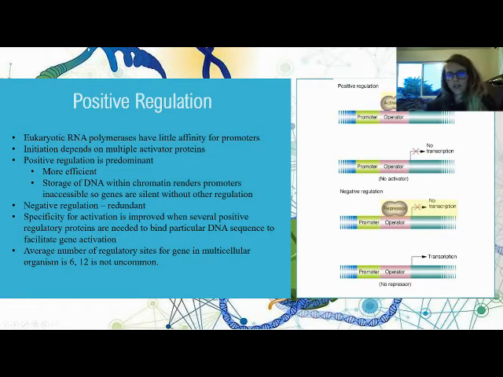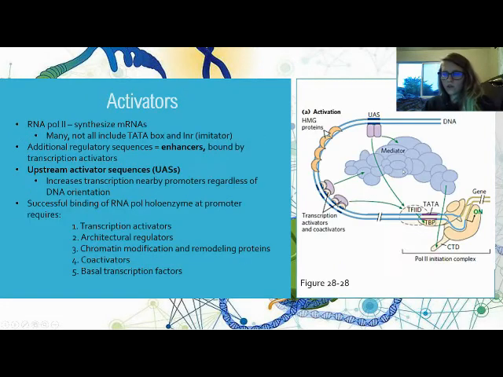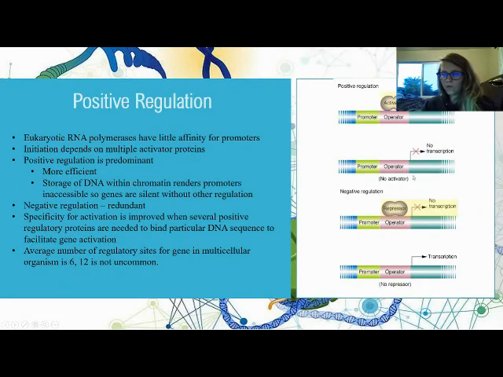So on the right hand side, I listed positive regulation. You have your activator bound to your operator, and this initiates transcription, versus when there's no activator, transcription is not active. Versus negative regulation, where we have the repressor on the operator, and without the repressor there, it's always being transcribed.